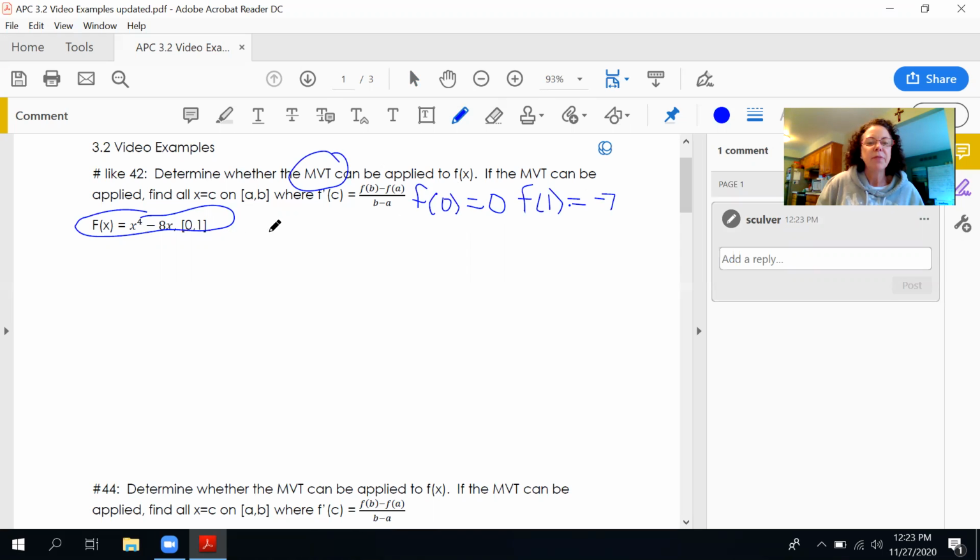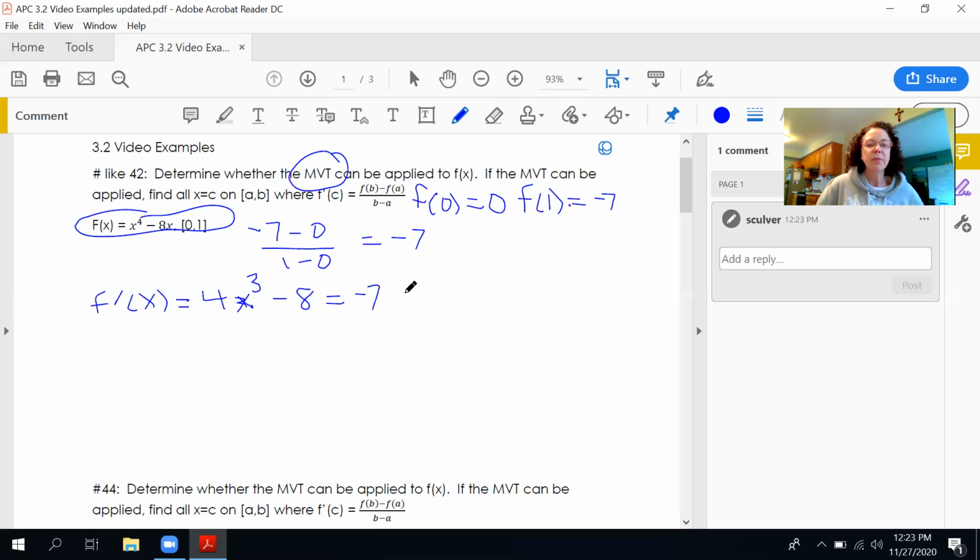So now let's do f of b minus f of a. Let's do that slope formula. That's a -7 minus 0 over 1 minus 0. And so the average is a -7. Now let's go ahead. Next step is actually take the derivative of the function, which is 4x cubed minus 8. There we go. And we are going to set that equal to the average rate of change.